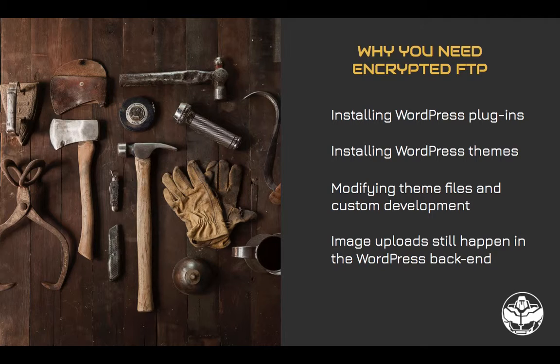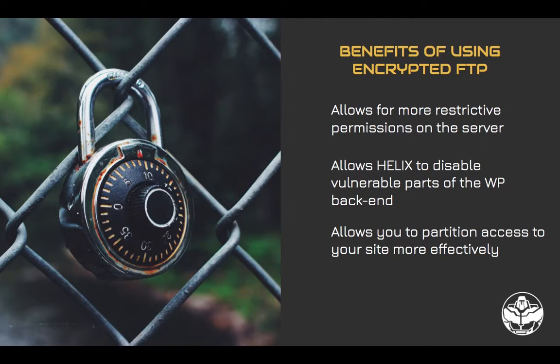So if you're doing custom theme development, you're going to move your files back and forth out of the WordPress environment with encrypted FTP. Image uploads, so if you're working in WordPress and you're writing pages and blog posts and articles, you can still use WordPress to add to your media library. That doesn't change. You're just going to use encrypted FTP for these three things: plugins, themes, and custom theme development work. Now, why do we want to do that?